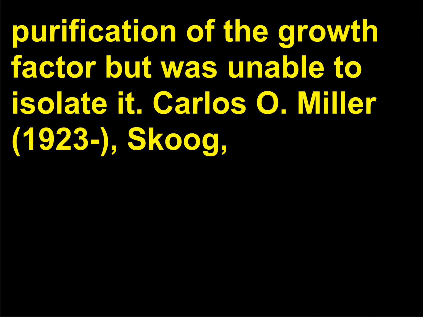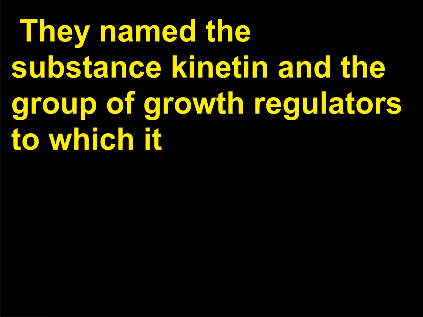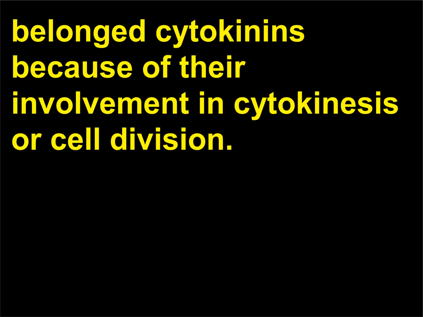Carlos O. Miller, 1923, Skoog, and their colleagues succeeded in isolating and identifying the chemical nature of the growth factor. They named the substance kinetin and the group of growth regulators to which it belonged cytokinins because of their involvement in cytokinesis, or cell division.